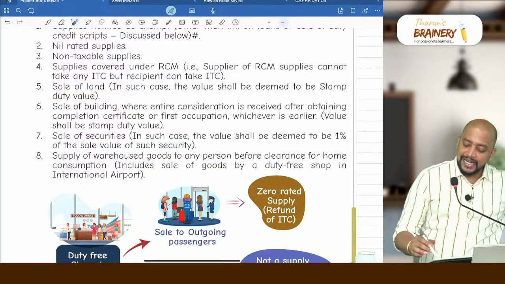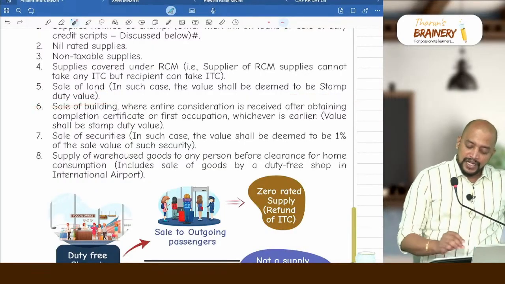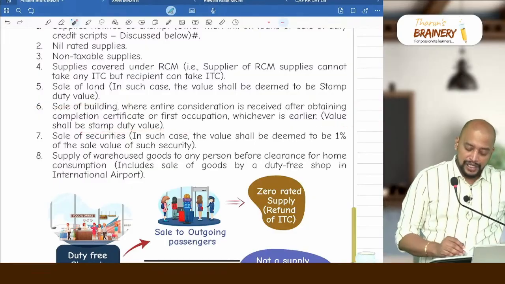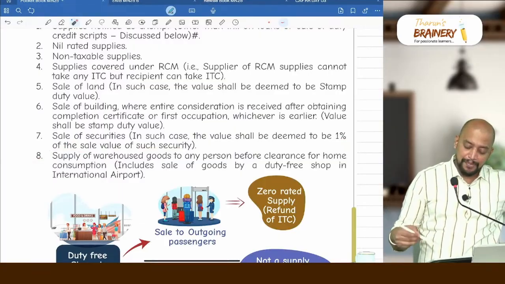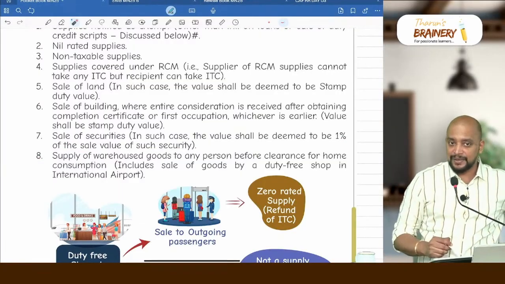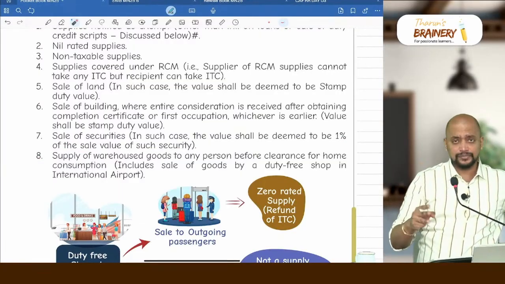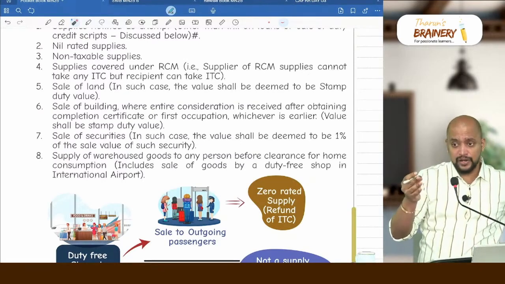For land, what should be taken? Stamp duty value. Building, what will be taken? Same stamp duty value. Securities, we will take 1% of sale value of securities. In case of the sale of warehoused goods, whatever is the price at which they are selling, that only will be taken. Then first 3: notified as exempted, nil rated, non-taxable.